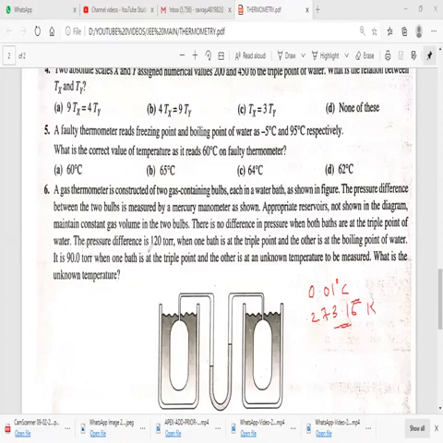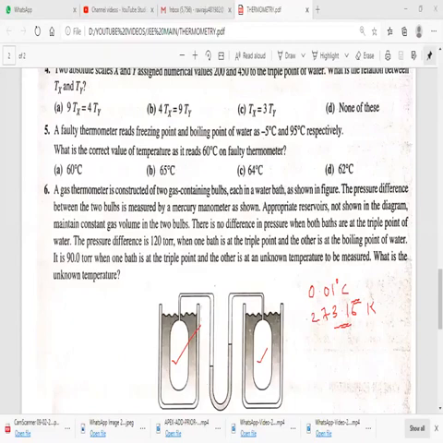So the pressure difference is 120 torr, that is the unit of pressure, when one bath is at the triple point and the other is at the boiling point of water. And some more information: it is 90 torr when one bath is at the triple point and the other is at an unknown temperature to be measured. So two different cases are given. Now, what is the unknown temperature they are asking?